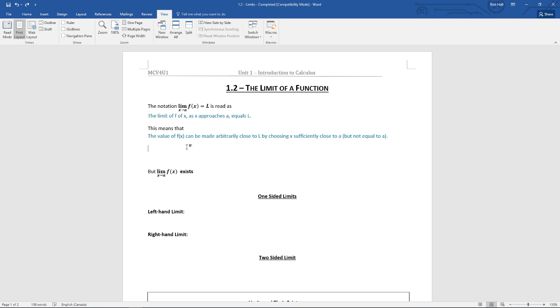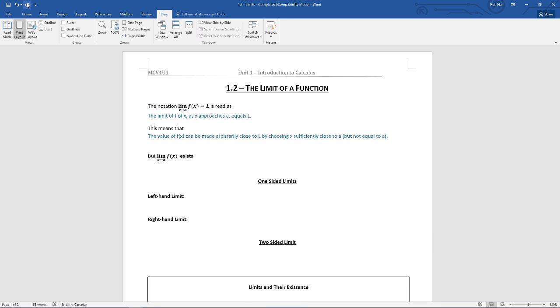This is a very similar concept, and in fact, you'll come back to what you did last semester when you did the instantaneous rate of change. So anyway, the thing about limits is not all limits actually exist.